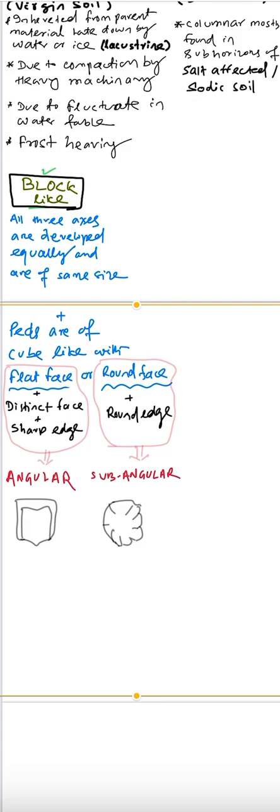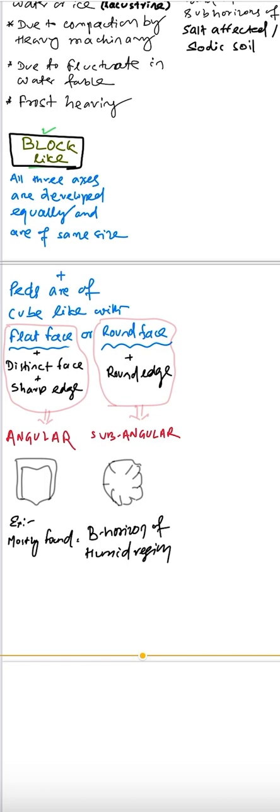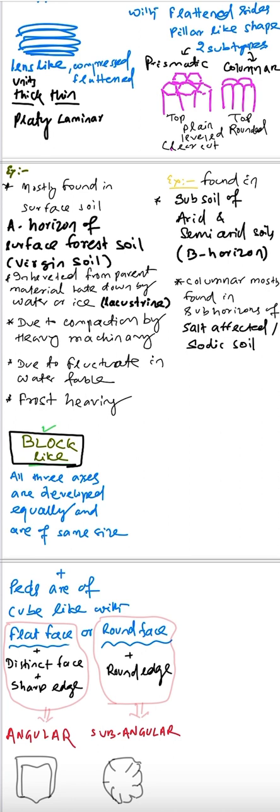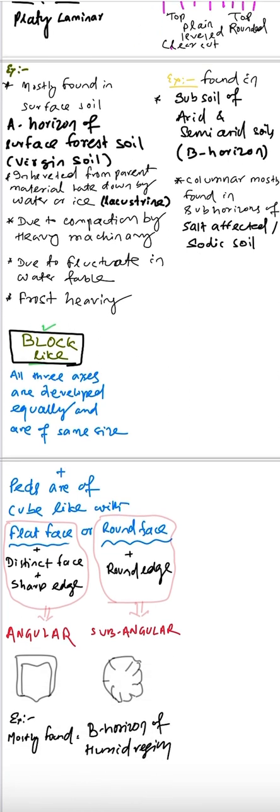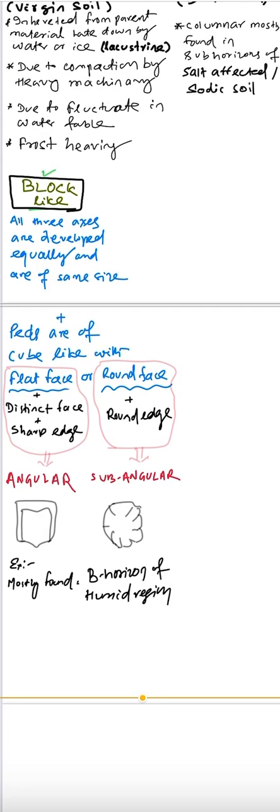But if it is round, it is called subangular. Now, where is it found? Majorly this blocky structure is found in the B horizon, but in which region? Humid region. Earlier we studied that the prism-like structure is found in the B horizon in arid and semi-arid as well as salt affected areas. But blocky structures are found in the B horizon of the humid region. It is a subsurface region, but the region is humid.